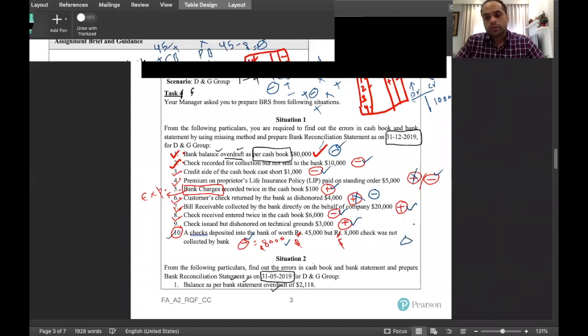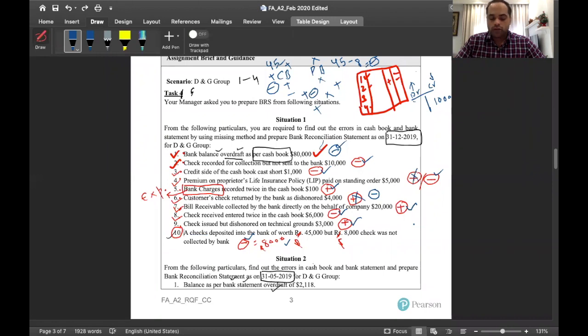Can you say again about the 10th transaction? Okay, 10th transaction. It says that a check was deposited in the bank worth $45,000, but in this 45,000, we did not receive 8,000. So the rest is received, right? Which means we received 37,000.